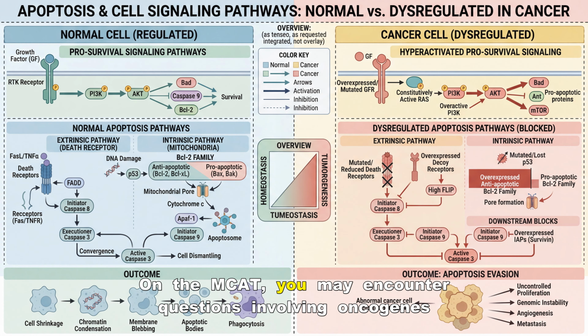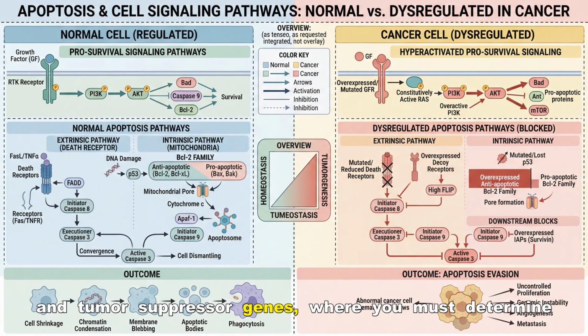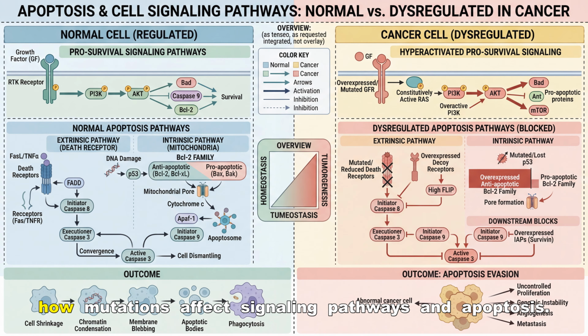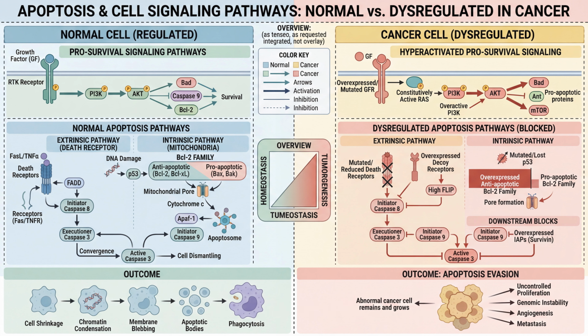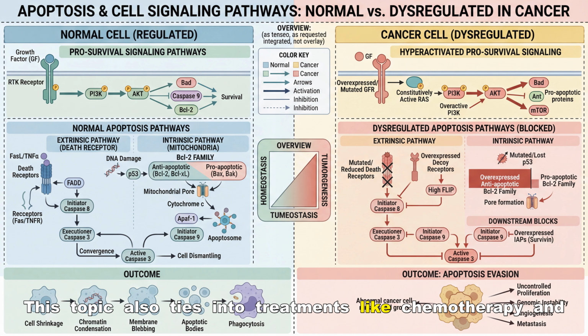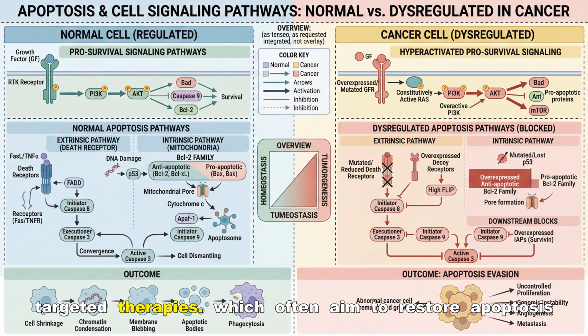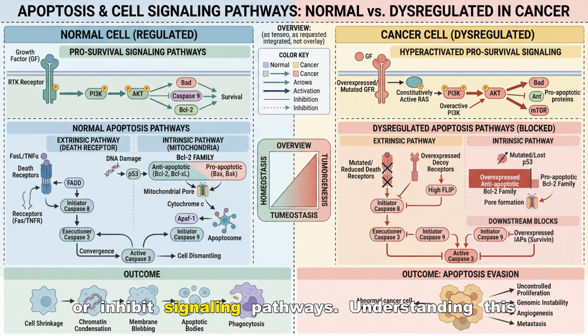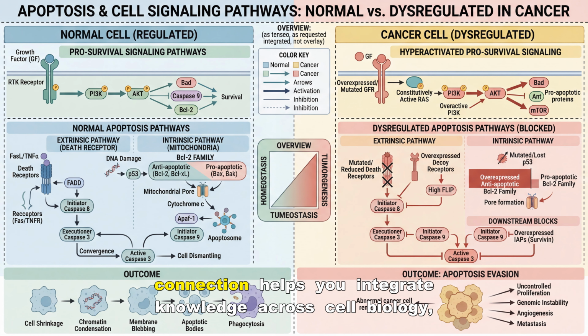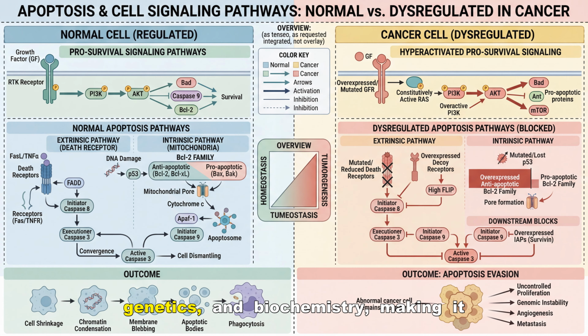On the MCAT, you may encounter questions involving oncogenes and tumor suppressor genes, where you must determine how mutations affect signaling pathways and apoptosis. This topic also ties into treatments like chemotherapy and targeted therapies, which often aim to restore apoptosis or inhibit signaling pathways. Understanding this connection helps you integrate knowledge across cell biology, genetics, and biochemistry, making it a high-yield area for passage-based questions.